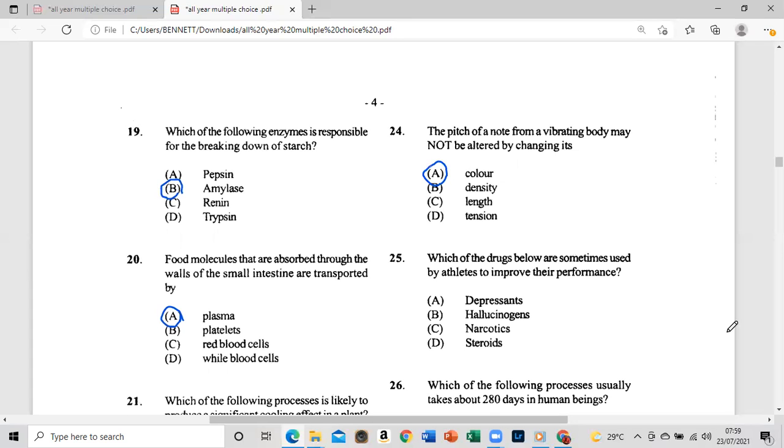All right, which of the drugs below are sometimes used by athletes to improve their performance? Is it depressants, hallucinogens, narcotics, or is it steroids? They love to take that, steroids.